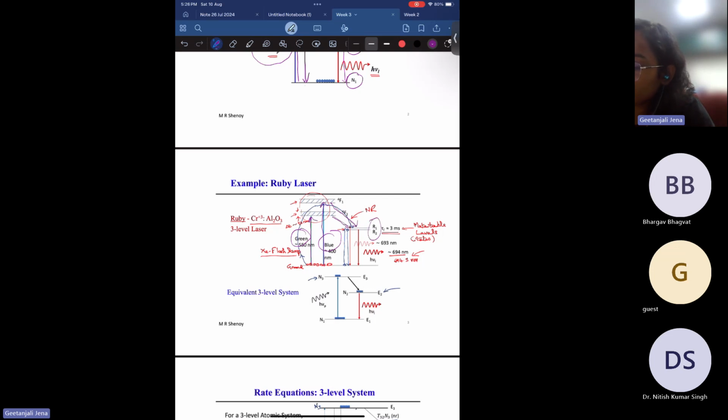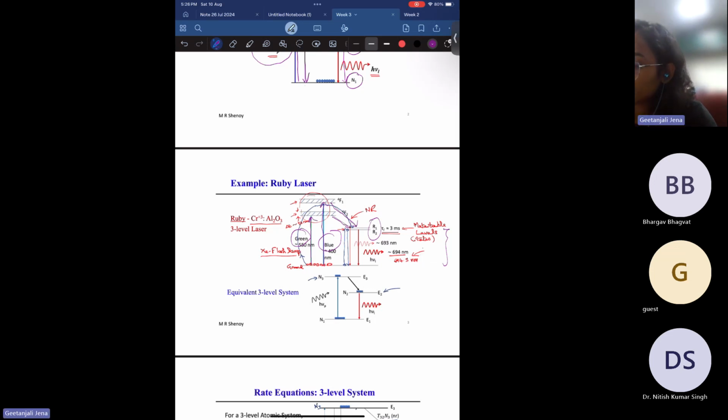If you see the lifetime of R1 and R2, it is 3 milliseconds, and it is also termed a metastable state. Metastable state means the state where the atom stays for some time. So what happens when you pump the system? It immediately goes to this R1 and R2 state, and depending on the lifetime, we'll see a laser action between R1, R2, and the ground state.